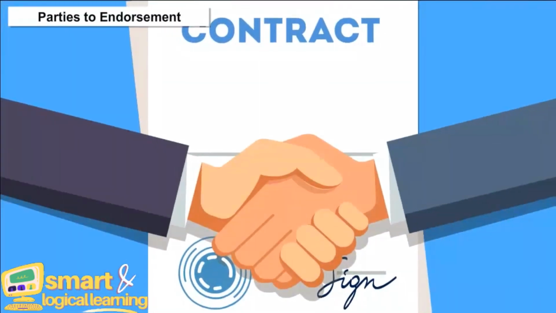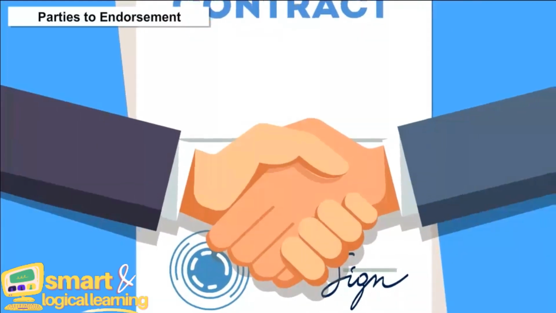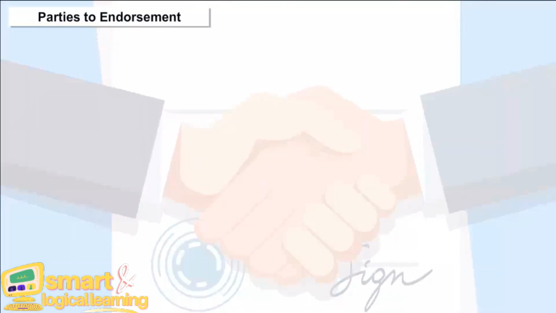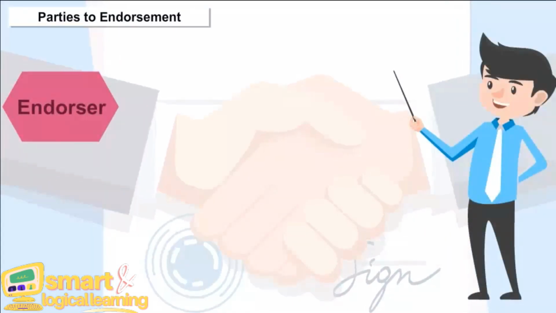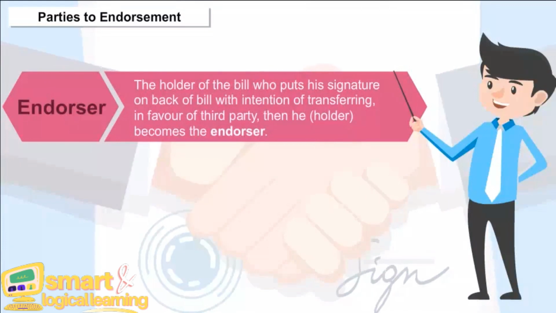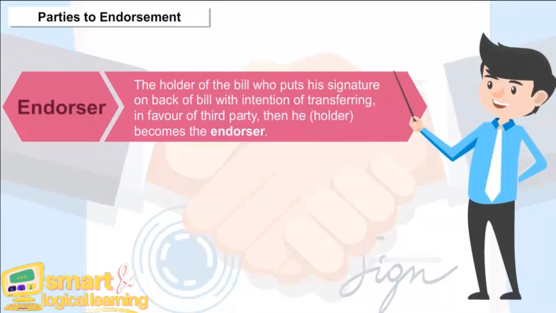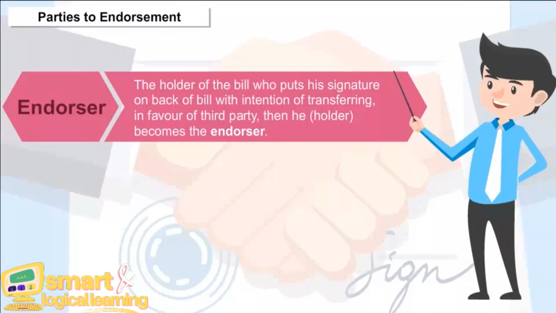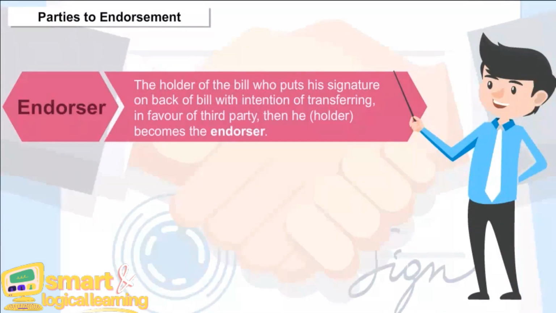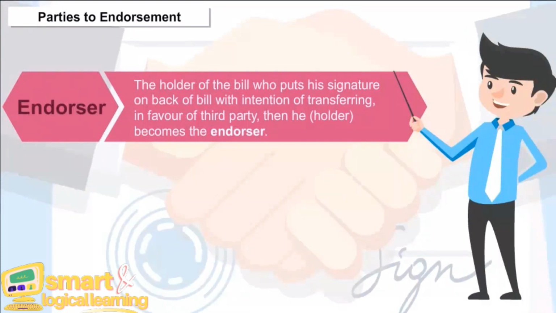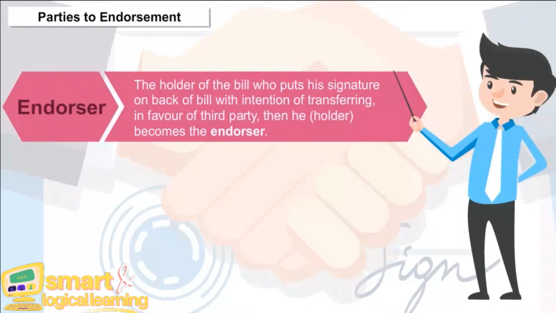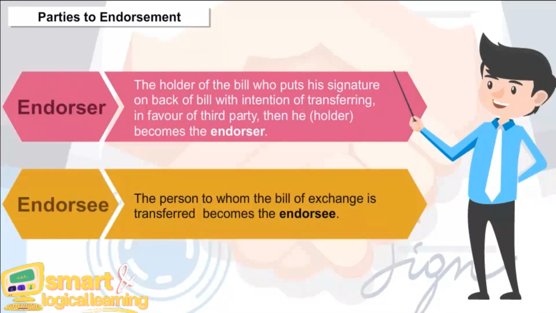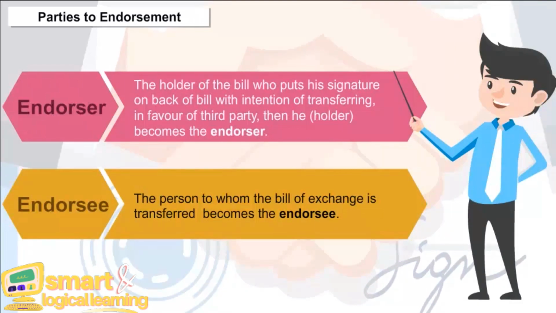Parties to endorsement. There are two parties involved in the endorsement of bills. 1. Endorser. The holder of the bill who puts his signature on the back of the bill with the intention of transferring it in favor of a third party becomes the endorser. 2. Endorsee. The person to whom the bill of exchange is transferred becomes the endorsee.